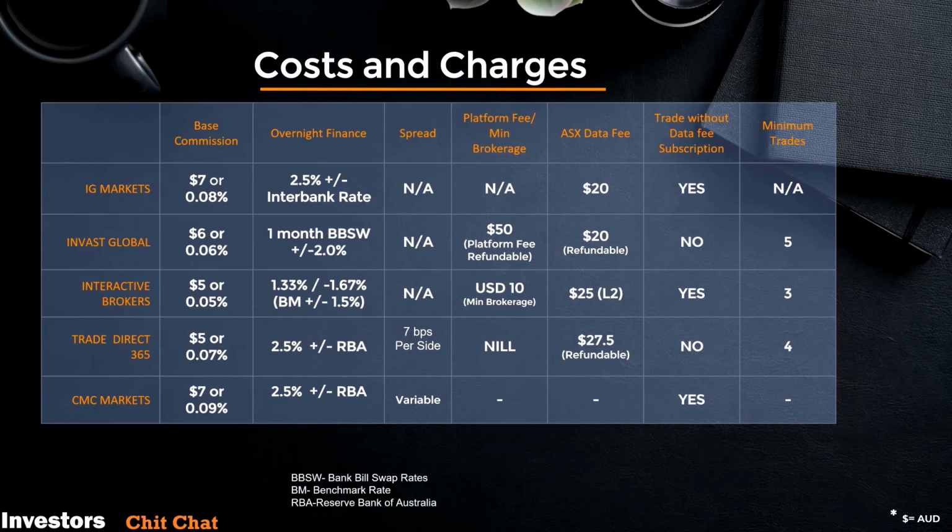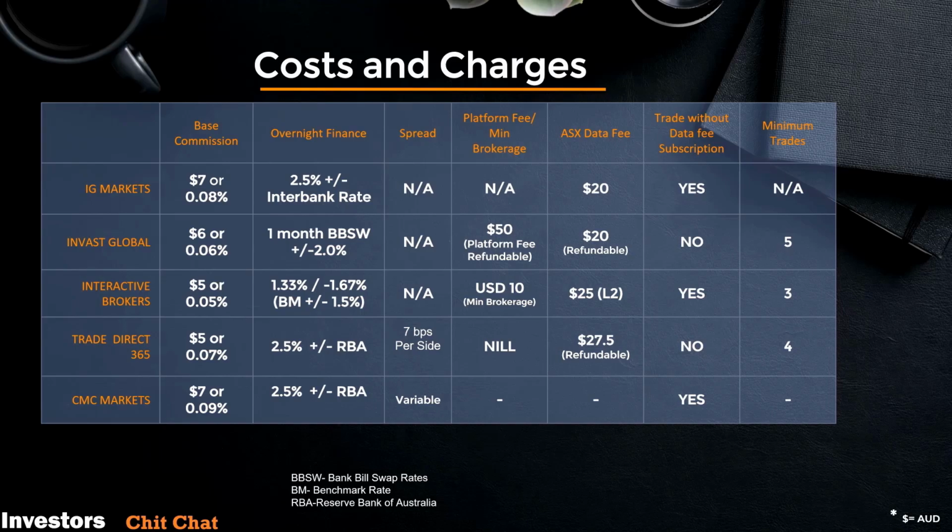So as you can see, the overnight financing has two components. One is the currency spread itself, and the other one is the interbank rate or the RBA rate, based on which broker we are looking at. I would say the currency spread is the lever that these brokers use in order to pass on their costs and also for an additional source of income. So further down the video, we'll have a look at the impact this overnight finance has as part of our trading cost.